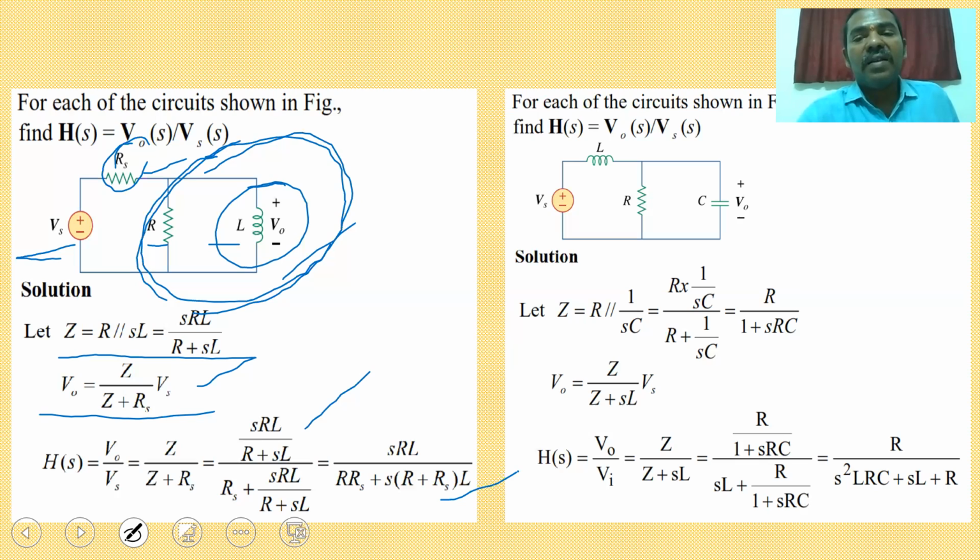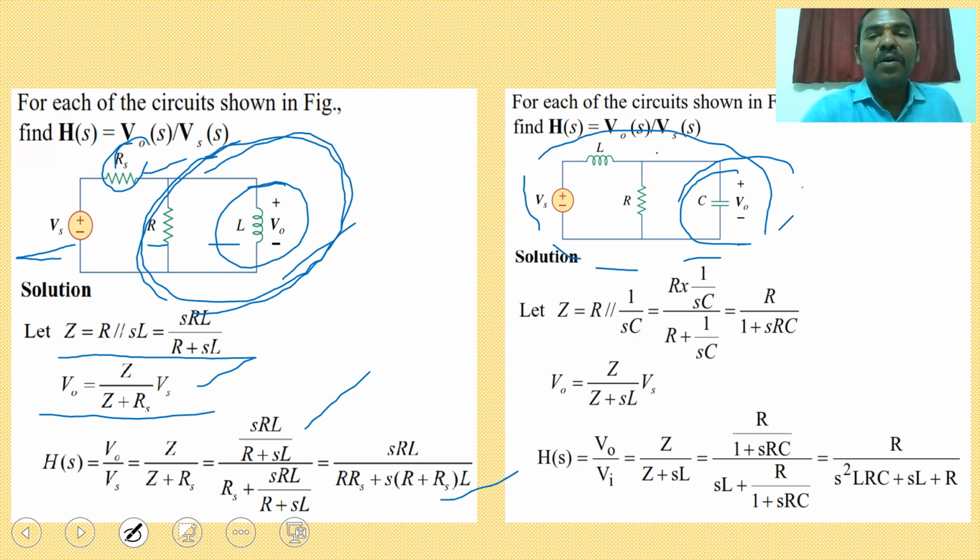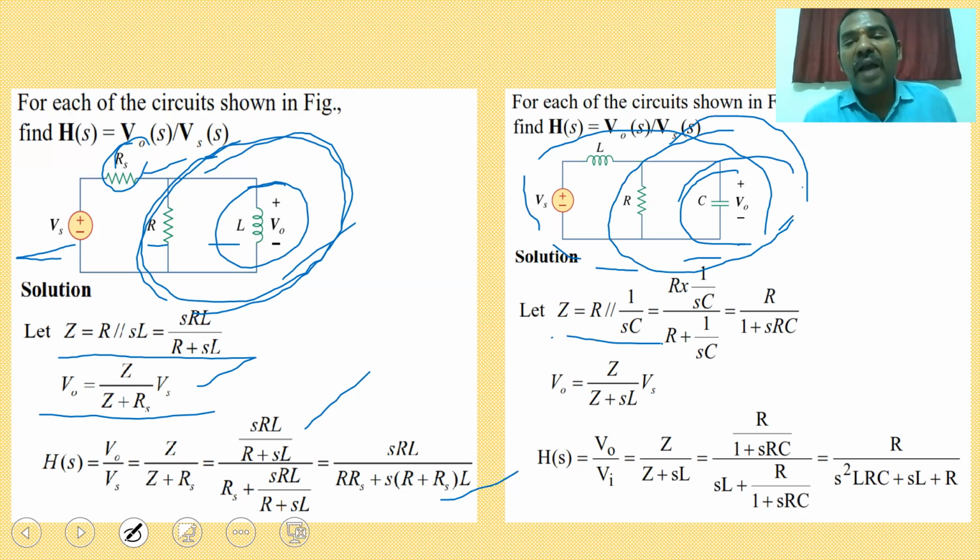So here they are given another circuit. Here also you have to find H(s), the value of Vo(s) by Vs(s). Vo(s) is the voltage drop across the capacitor. The two parameters R and C are connected in parallel, and this is connected in series with the inductance L. I am calculating Z, R in parallel with the capacitance 1 by Cs, so R into 1 by Cs divided by R plus 1 by Cs. Finally you can get R divided by 1 plus sRC.